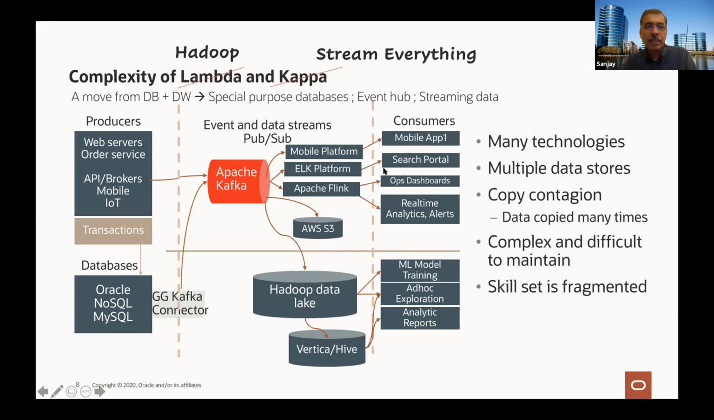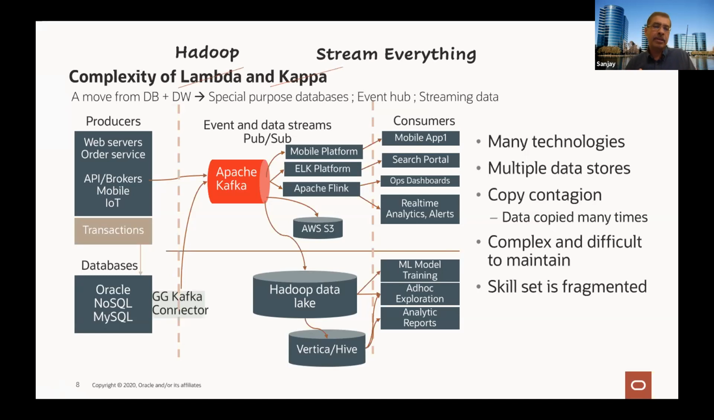You can imagine this getting fairly complex with many technologies, multiple data stores, and the copy contagion problem, where data is copied many times. Every developer says, I want this data in this format, this data frame, or Parquet format, or some other format that makes it usable for the analytical aspects they want, right? And of course, this can become complex and difficult to maintain. You can imagine the skill set being fragmented because not all platforms are created equal. Some of them have SQL, some of them have some variation of SQL, right? These have been referred to as Lambda or Kappa architectures out there. And there has been a move from a database and a data warehouse to special purpose databases, right?